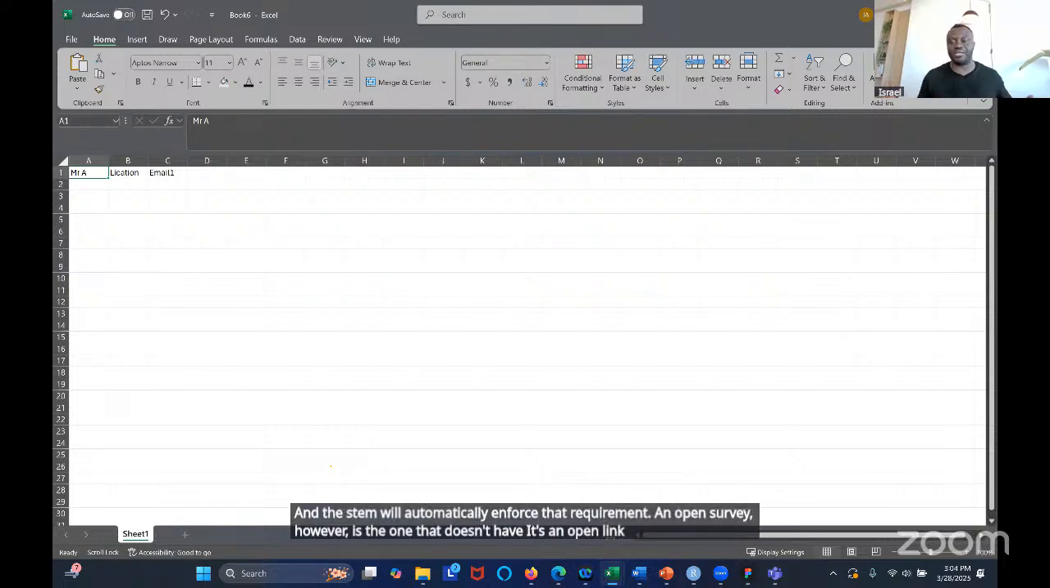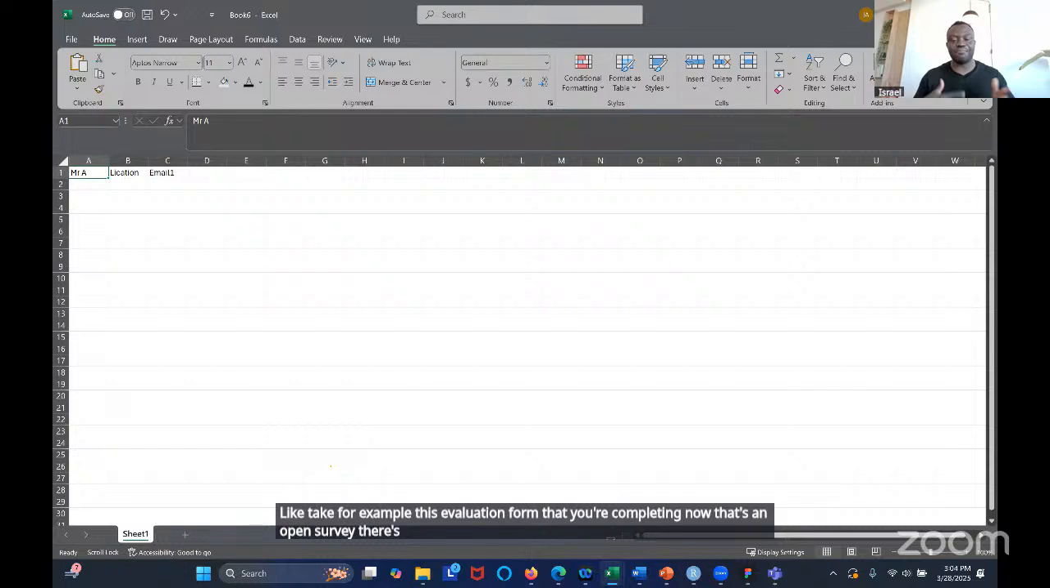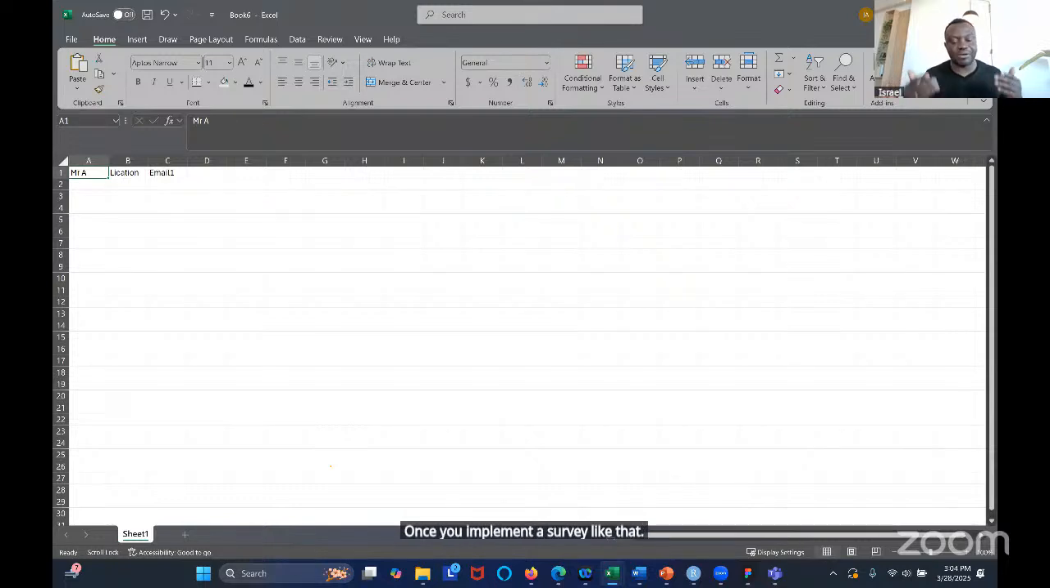An open survey, however, doesn't have that. It's an open link which you're just sharing with everybody. Take, for example, this evaluation form that you're completing now. That's an open survey. There's just a link that is shared. People can forward the link. They can do whatever with it. Once you implement a survey like that, it becomes an open survey.